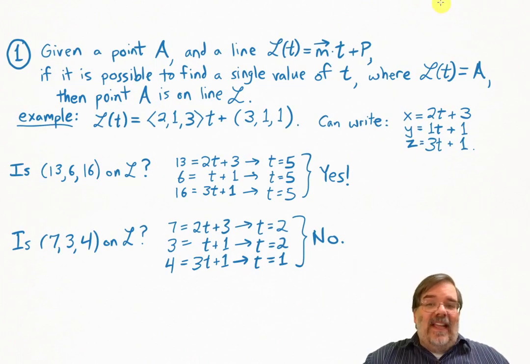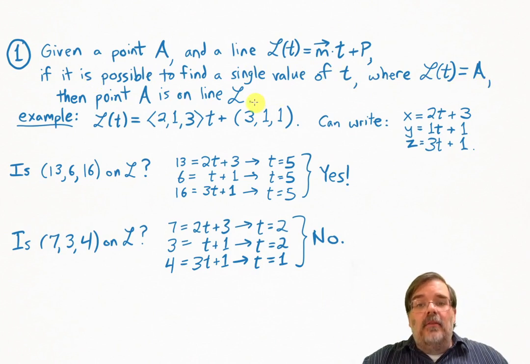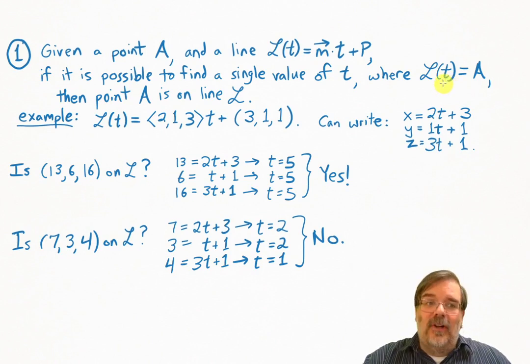So first, to answer the first question, let's assume that you're given a point A and the equation of a line L of t. If it is possible to find a single value of t where L of t is equal to A, then the point A is on the line L. And I like to think of t as the time as you move along that line. So if at some time you reach the point A, then the point A must be on the line L.